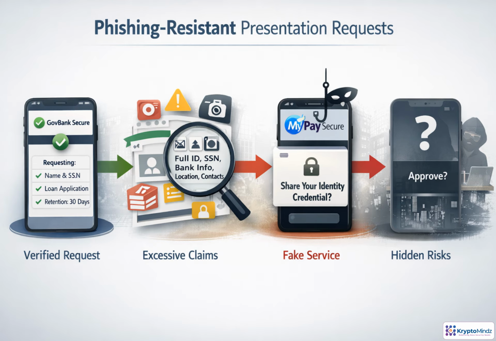Phishing resistance comes down to the approval moment. A request can be cryptographically valid and still be dangerous if the wallet hides who is asking, what claims are needed, or why. Safer wallets show a verified verifier, specific attributes, purpose, and retention period. They also reject vague prompts like "share identity credential." For sensitive disclosures, stronger confirmation, such as biometrics or out-of-band checks, helps users approve consequences, not just buttons.